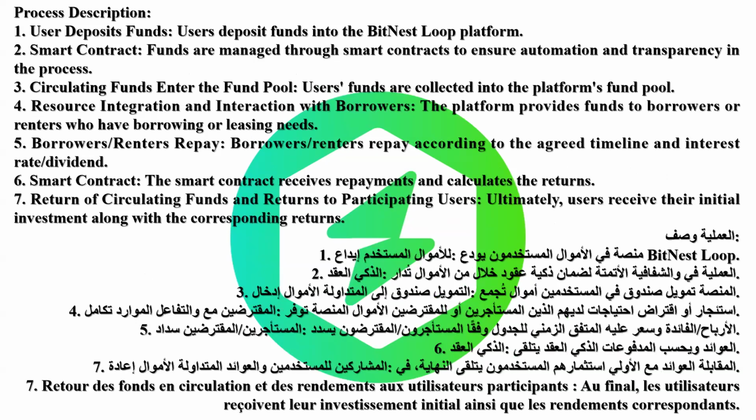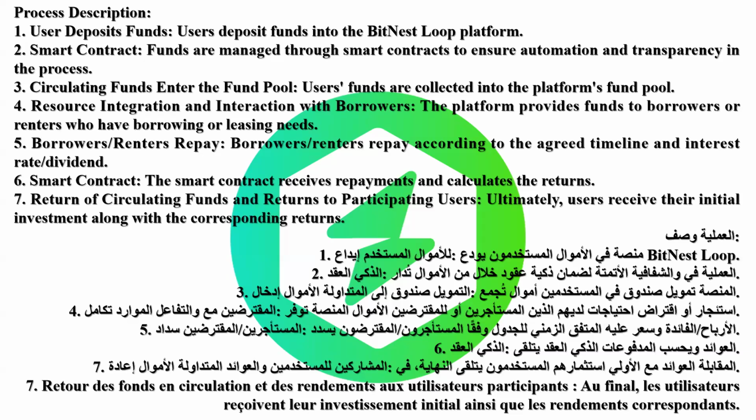Right. So let's talk about the process description. First, user deposits funds into the platform. All right. After deposit, what will happen? The second step is the smart contract. Funds are managed through the smart contract, ensuring automation and transparency in the process. Then the next step is the circulation of funds entering the pool. User funds are collected into the platform's funds pool.